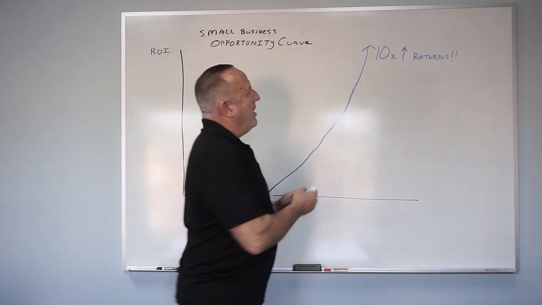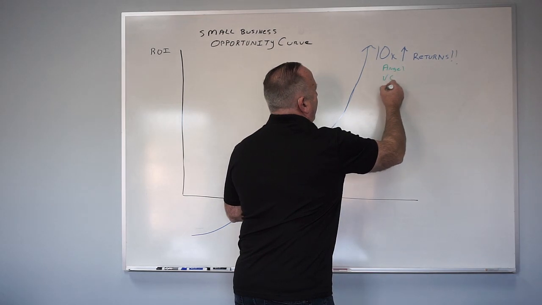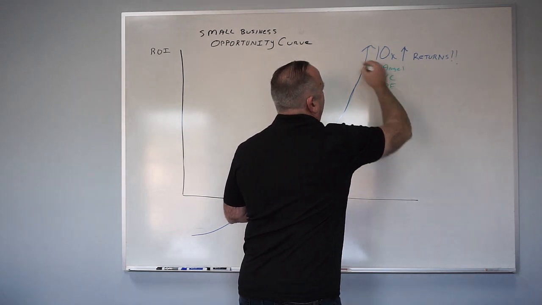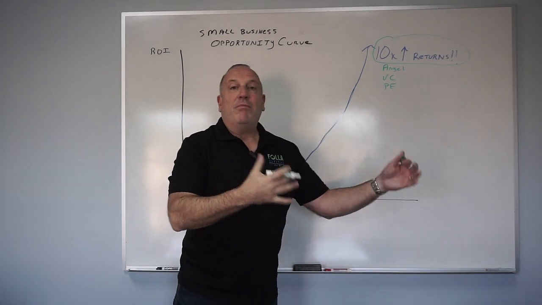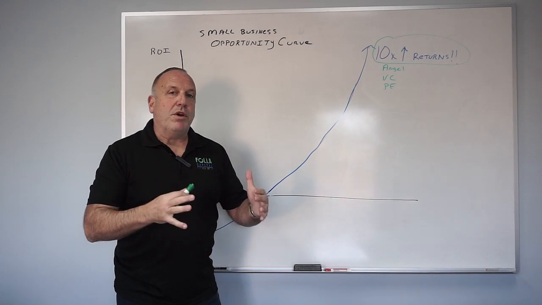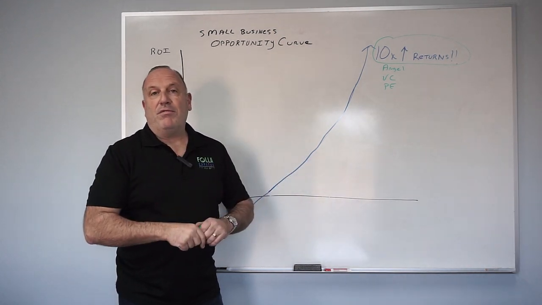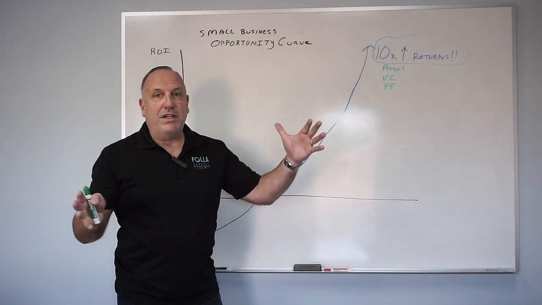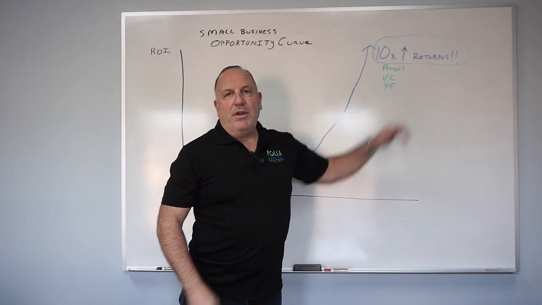So here's where people that you've heard about, angel investors, venture capitalists, and private equity firms kind of operate in this domain. They're looking for at least 10 times their investment back, and that's part of their selection criteria. Spoiler alert, because of that, they only invest in 2% or less of the companies they look at every year. So 98% of us get rejected by equity investors.